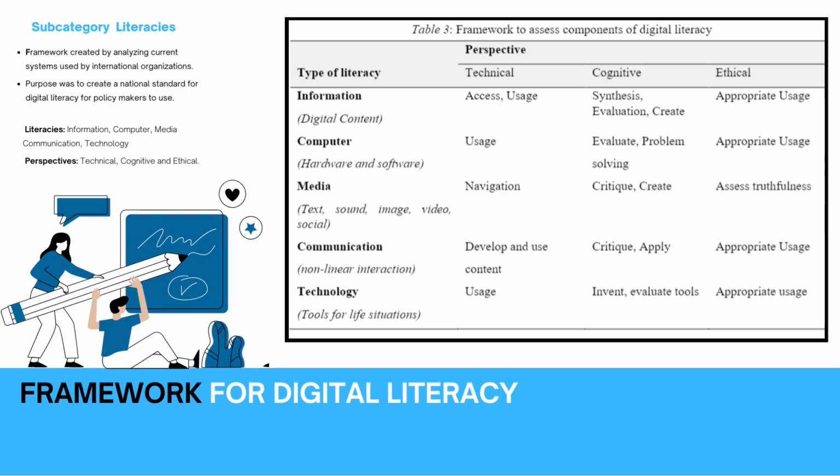So I use this framework in order to understand some of the subliteracies that could fall under the digital literacy umbrella. I really like this one because this framework was created in order to propose a national standard that could be used by policymakers. This one includes five types of literacy, which are information, computer, and media communication technology, and three perspectives, which are technical, cognitive, and ethical.